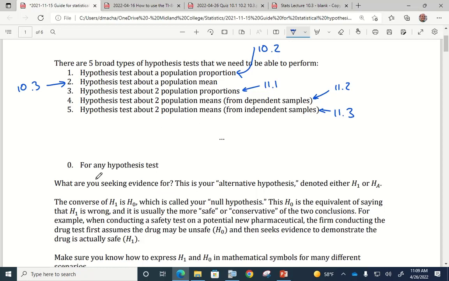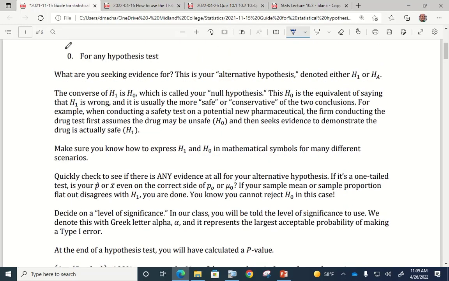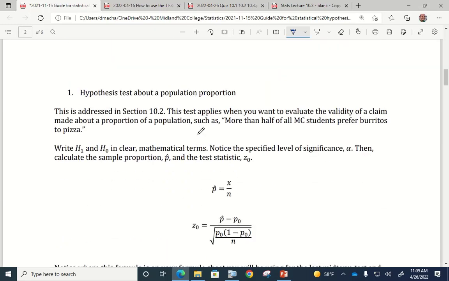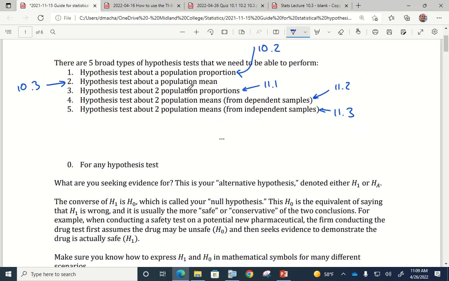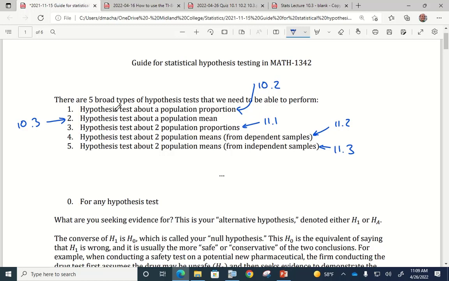So I have a few blurbs about the vocabulary and language of hypothesis testing. That's on the first page where it says 0 for any hypothesis test. So all those are important to know. And then I have them labeled 1, 2, 3, 4, 5 on your remaining pages in this packet, corresponding to those 5 types of hypothesis test.